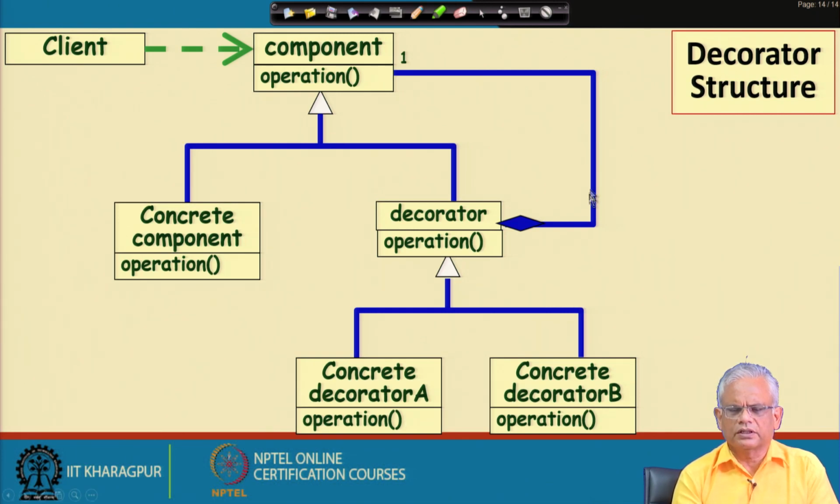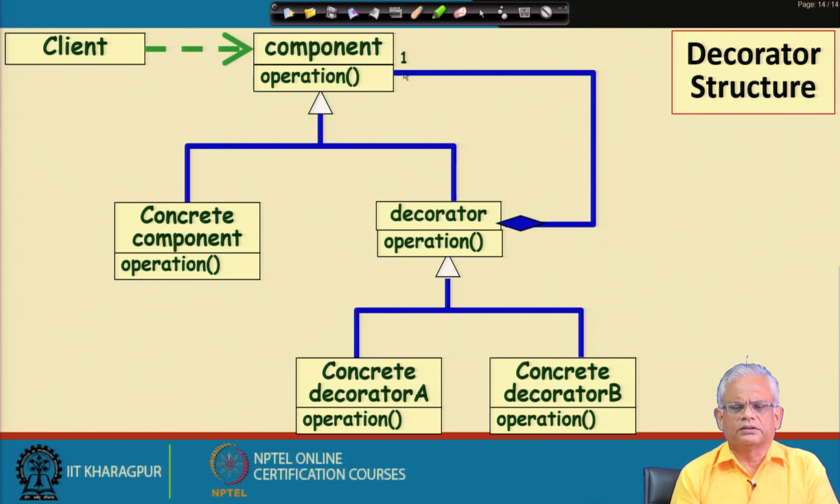And just look at the cardinality here. The cardinality is 1 because at a time to a concrete component we can add one decorator at a time. We can add many decorators, but one at a time. That is the implication here.